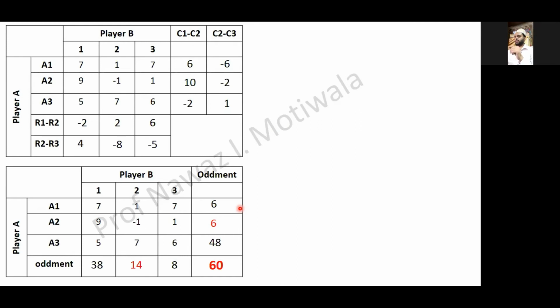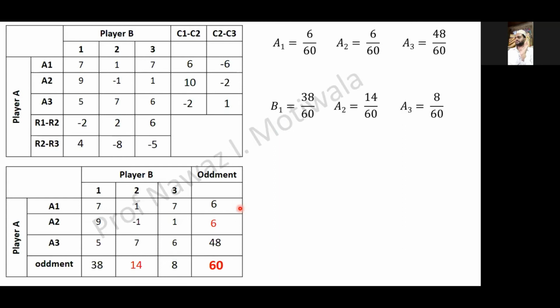What we do is oddment divided by total number of oddments. The same concept will apply here also. So for A1 I will write 6 divided by 60, that is the oddment for that row divided by the total number of oddments. Similarly A2 I will write 6 by 60, A3 I will write 48 by 60. Similarly for B1, 38 by 60, 14 by 60 and 8 by 60. This completes the problem. Does anyone have any doubt, please ask.